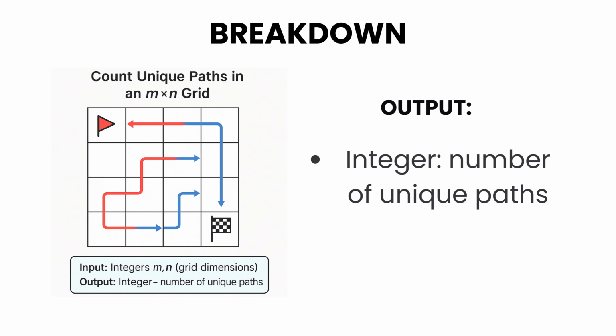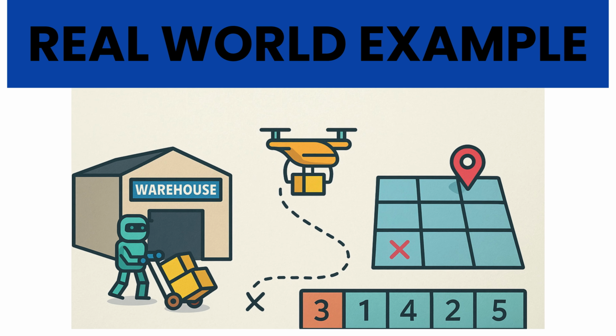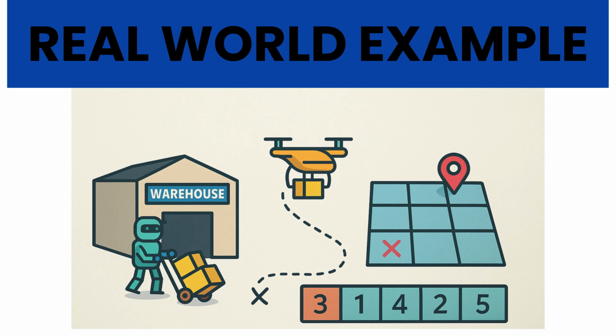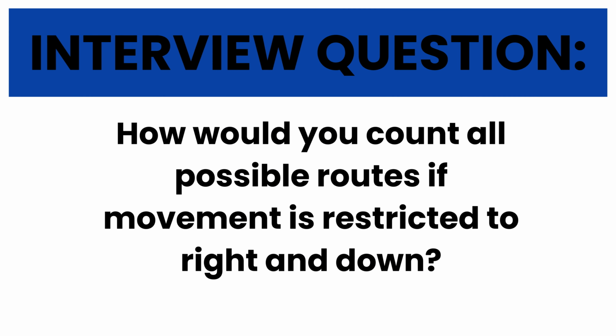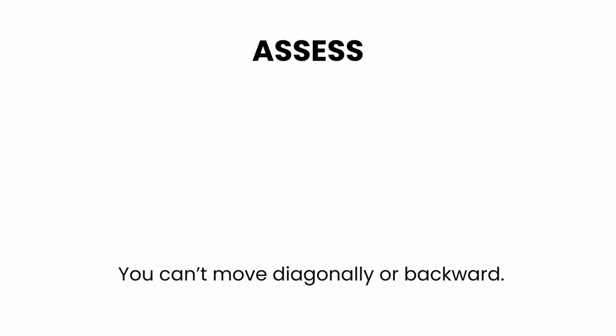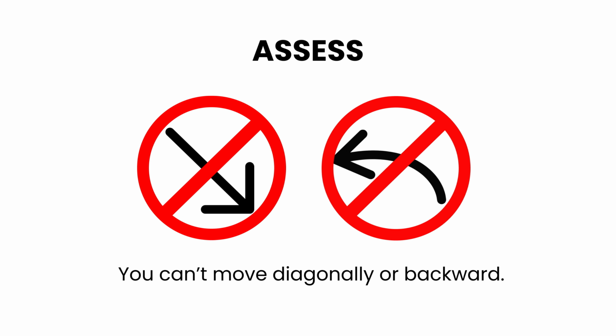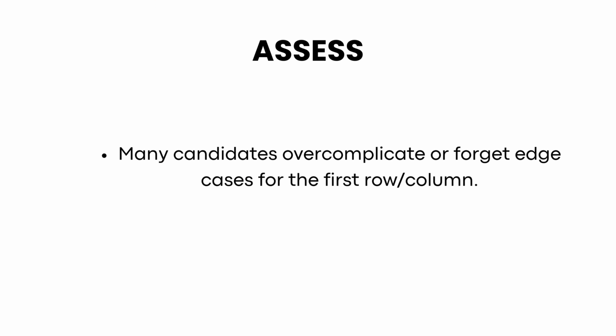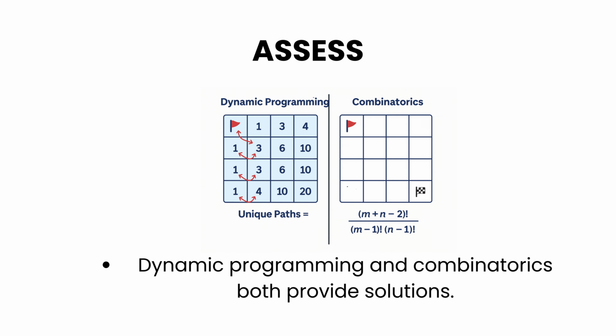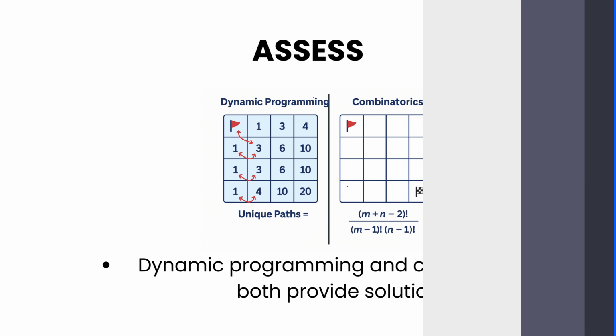Picture planning a robot's moves through a warehouse, or a delivery drone's flight plan over a grid city. Interviewers might ask, how would you count all possible routes if movement is restricted to right and down? What's tricky? You can't move diagonally or backward. Many candidates overcomplicate or forget edge cases for the first row and column. Dynamic programming and combinatorics both provide solutions.